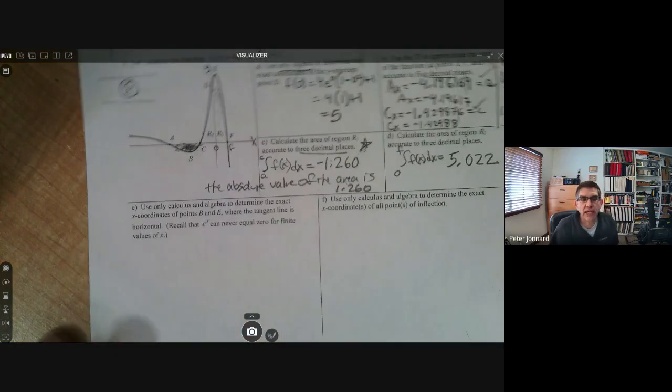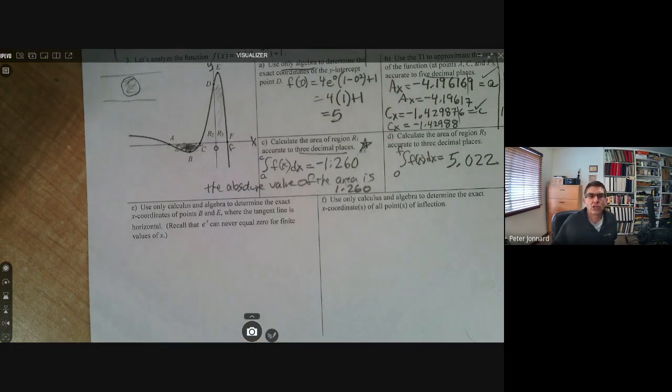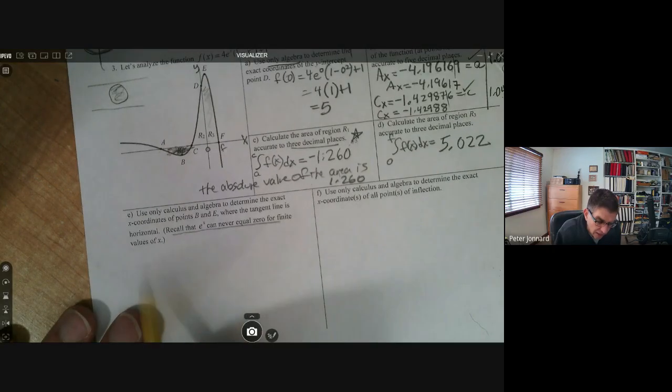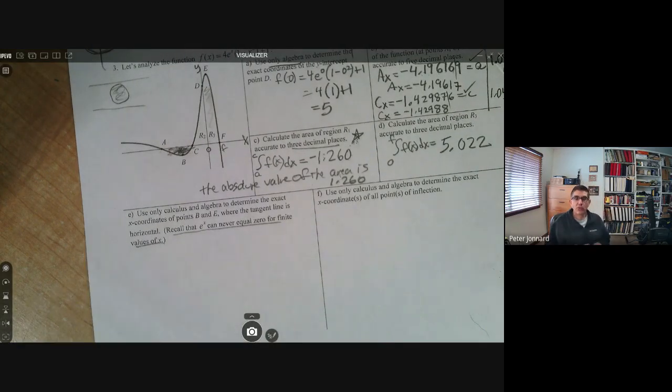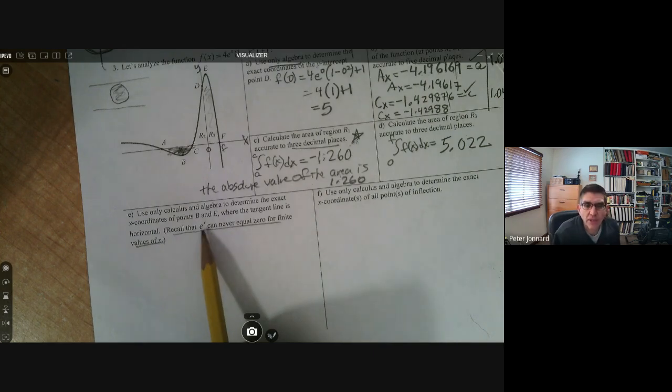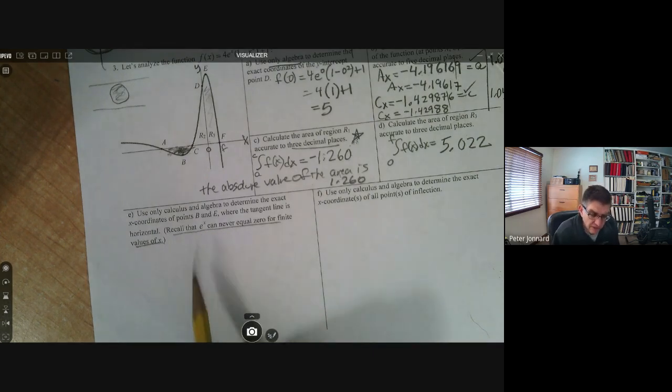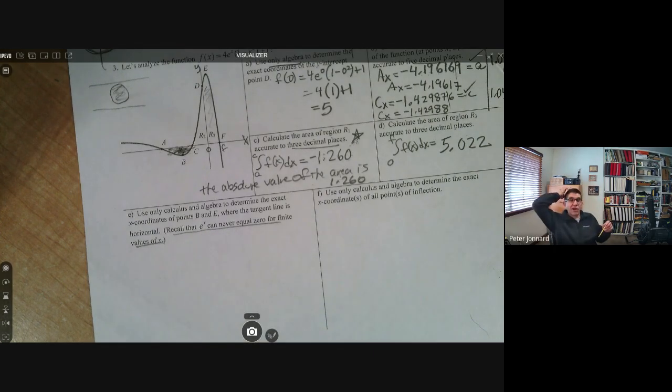Okay, this time it says use only calculus and algebra to determine the exact x coordinates of points B and E where the tangent line is horizontal. And then I threw in a little algebra hint for you. Some of you are not clear on e to the x. It's an exponential. It can never equal 0. As a matter of fact, it can never be a negative number for real numbers. Okay, so keep that in mind as we do this.